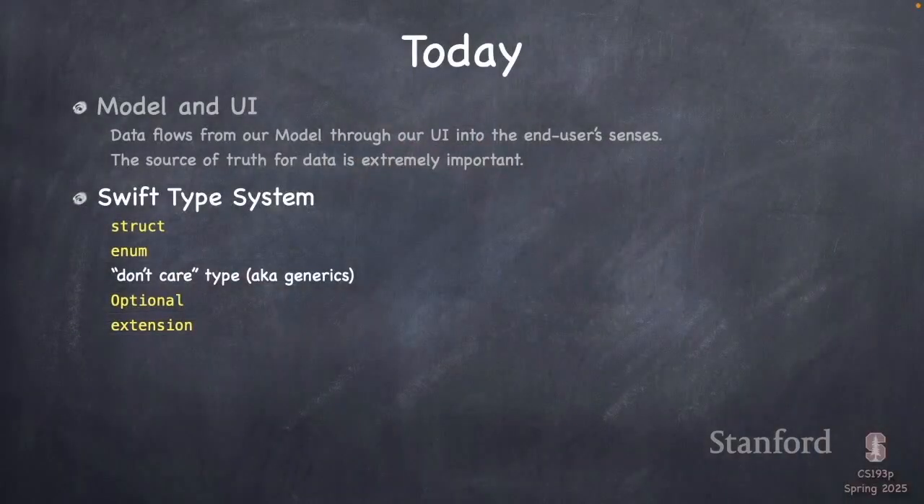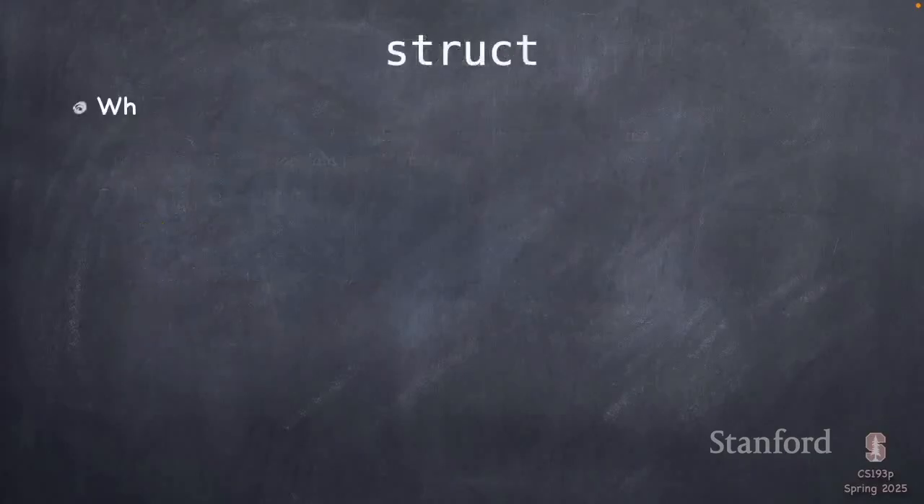All right. So the rest of this lecture is going to be about the Swift type system. So a type system in any language is the building blocks for making types: structs, classes, enums here. And the optional and extension, those really aren't type building things themselves, but they're just very important uses of the type system.